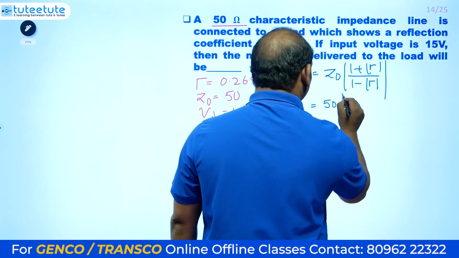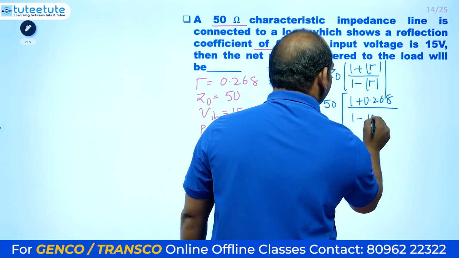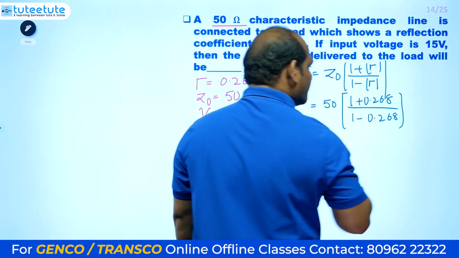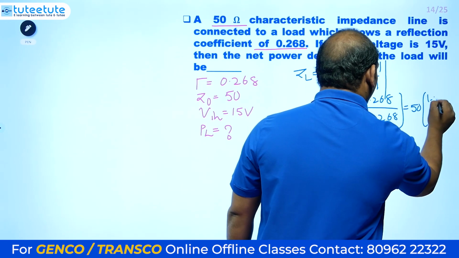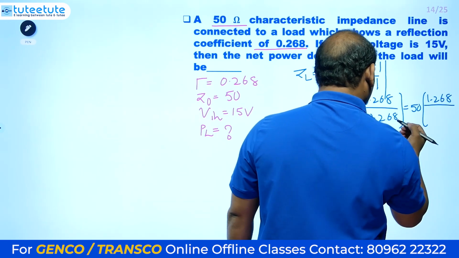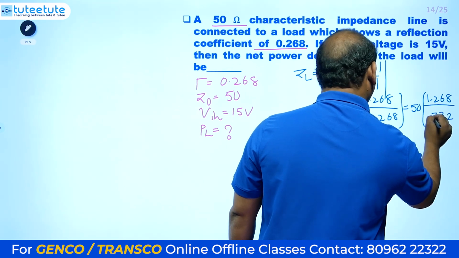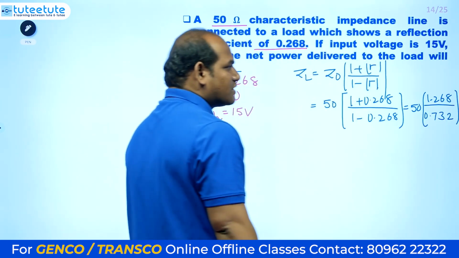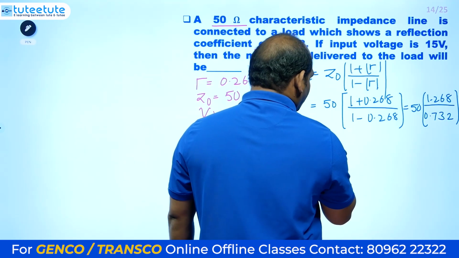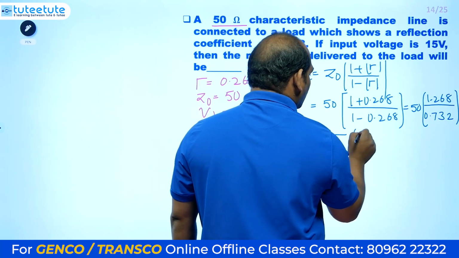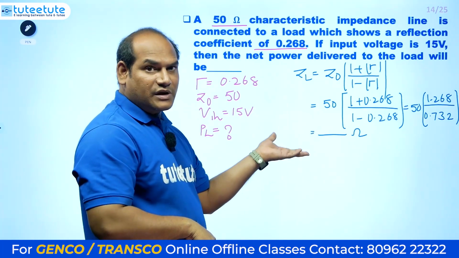So 50 into 1 plus 0.268 by 1 minus 0.268, which is equal to 50 into 1.268 by 0.732. You can calculate like this. It is around 1 point something, so you will get some ohms between 50 and 100. That is the load impedance value ZL. You can easily calculate that.